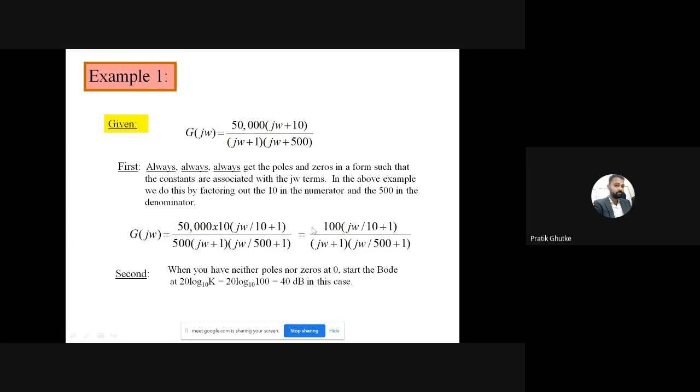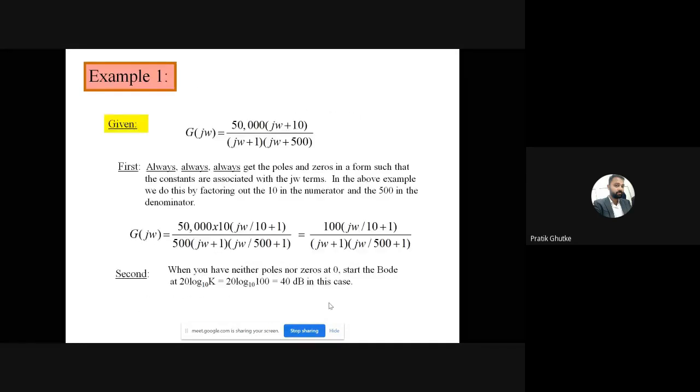So K will be 100 in standard form. K, that is your gain K, it will be 100. So 20 log of 100, what will it come to? Do it in the calculator, it will come to 40 dB. So I have to mark this 40 dB line from 0, 10, 20, 30 and 40, that horizontal line.